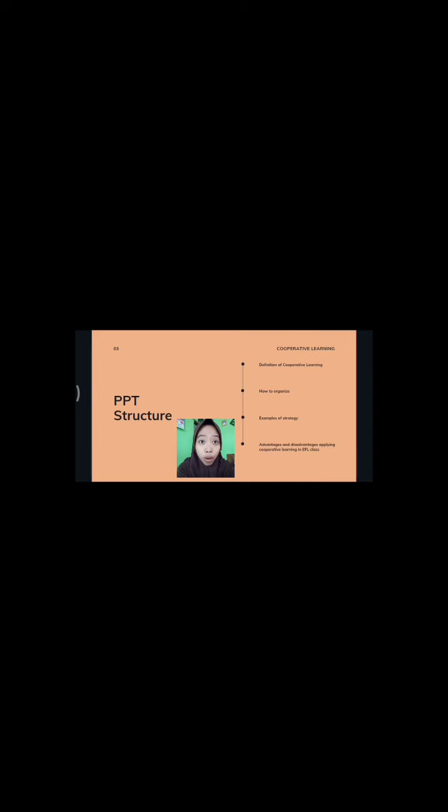Also, the PowerPoint structure is, first, the definition of cooperative learning, and second, how to organize, which will be explained by me. And for the third and fourth, the examples of strategy, and advantages and disadvantages while applying cooperative learning in the class, will be explained by my friend Eva.